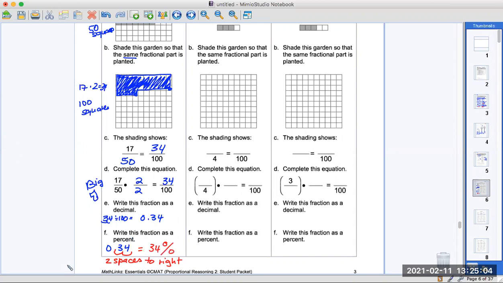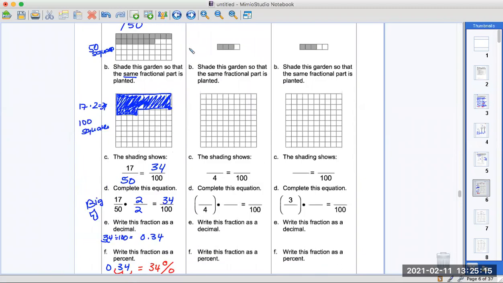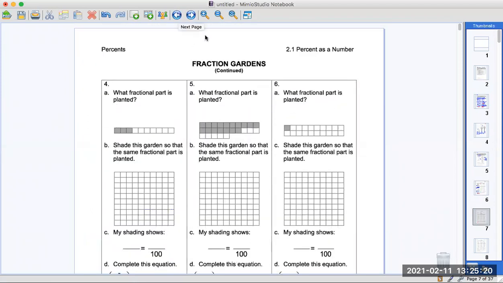Okay, so you're going to do number 2 and 3 on this page. All righty, and then they're going to give you this again on the next page, page 4. You're going to have another fraction garden. So they're driving this one home, but I'm going to do the last one for you. So on top, you can write homework. So I'm going to do number 6.